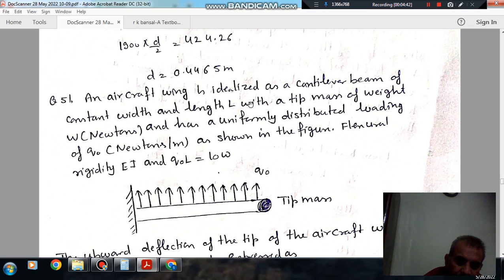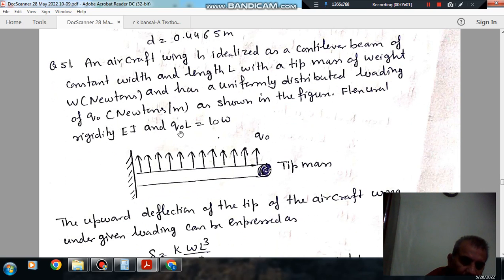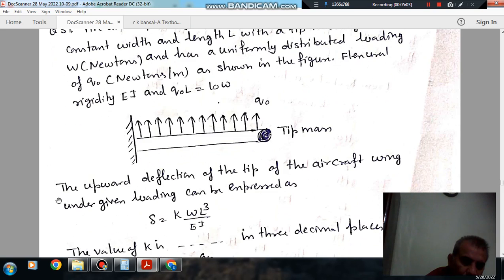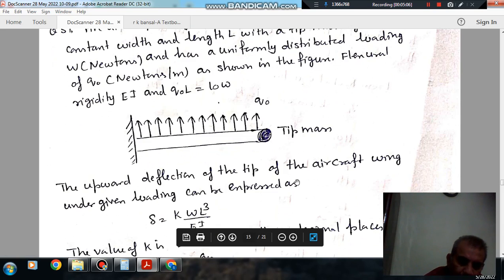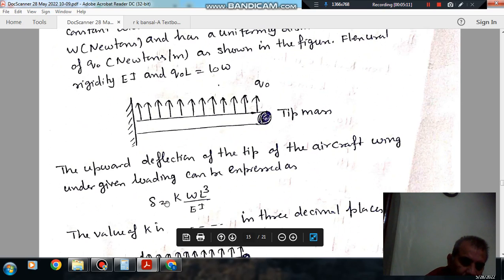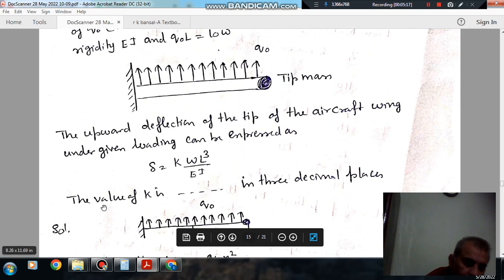Next, an aircraft wing is idealized as a cantilever beam of constant width and length L with a tip mass of weight W Newton, and has uniform distributed loading of Q0 Newton per meter as shown in figure. The flexure rigidity is EI and Q naught L is equal to 10 W. The upward deflection of the tip of the aircraft wing under given loading can be expressed as delta is equal to K WL cube by EI. The value of K is in 3 decimal places.